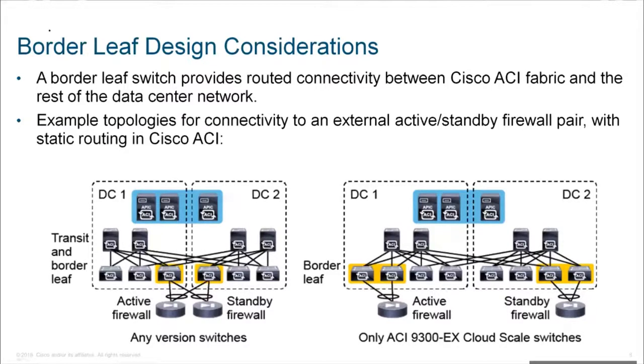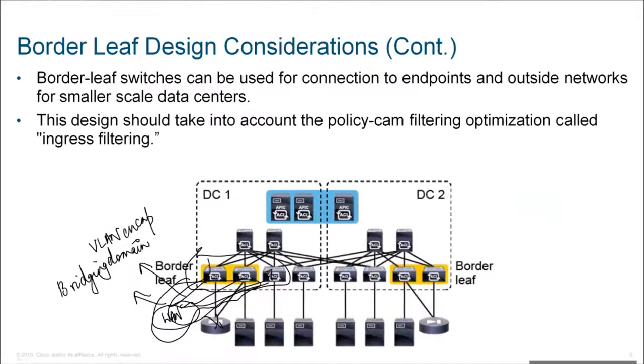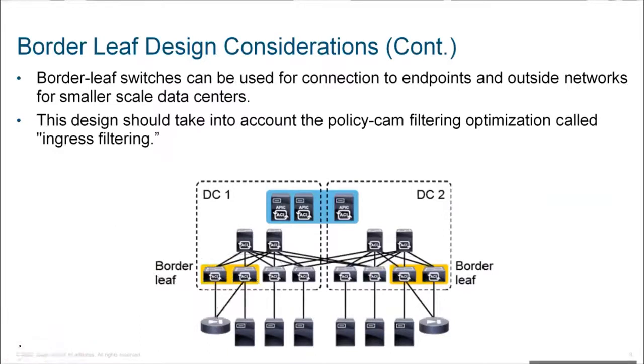Okay. And this is what I mentioned. If you are considering the border leaf and the transit leaf to be one and the same, you will have to consider route filtering in order to optimize the size of your TCAM. So the routes that you learn may be filtered in order to optimize the TCAM size on the border leaves.